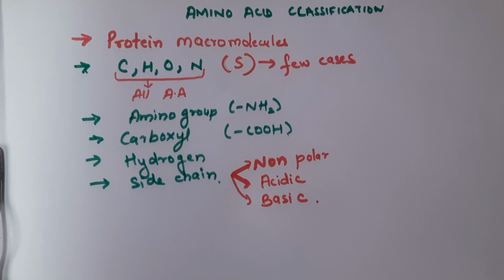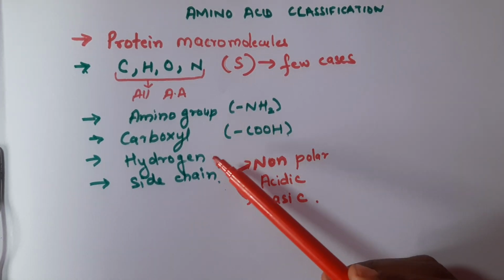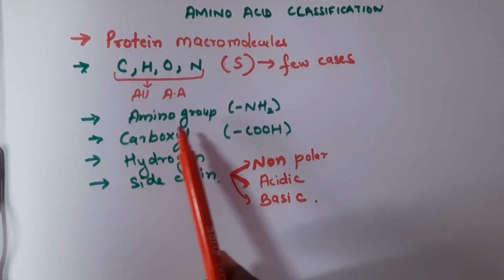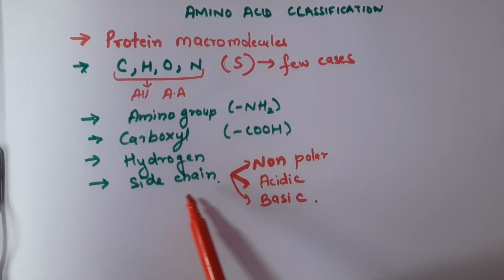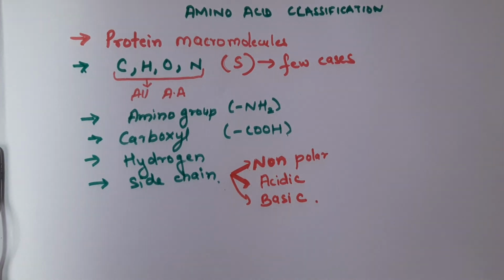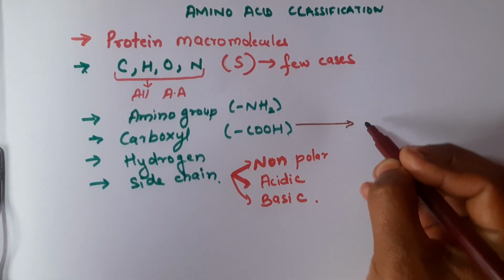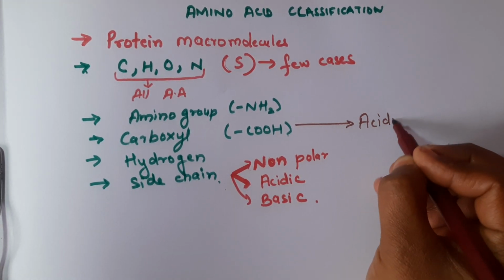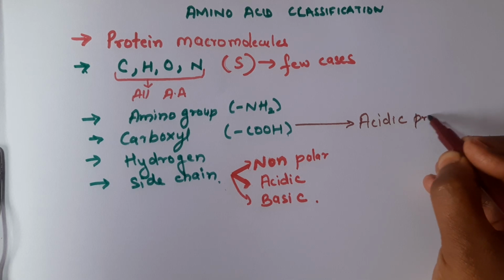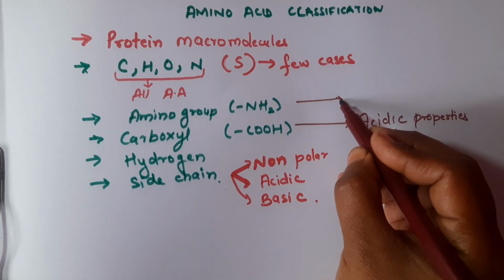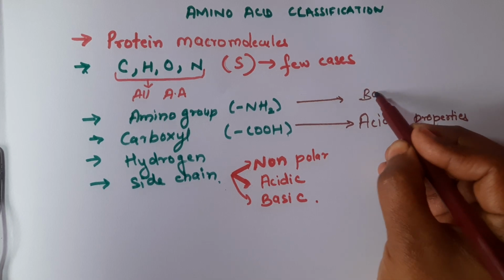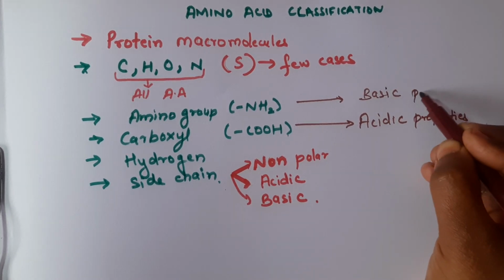So I will repeat about the amino acid. That amino acid, they consist of amino groups, that is written as NH2, carboxyl, hydrogen and side chain. The side chain can be non-polar, acidic and basic in the nature. So this carboxyl group, basically it gives the acidic property to the amino acid, and this amino group is responsible for giving the basic property to amino acid.